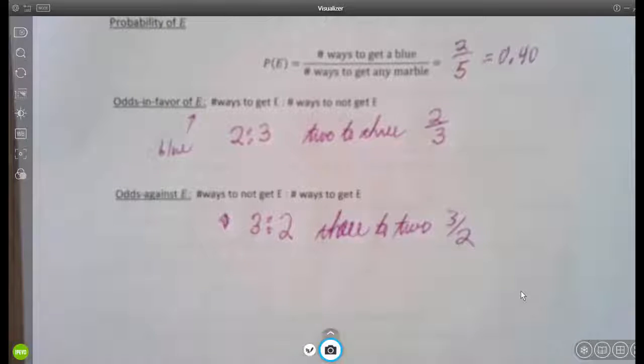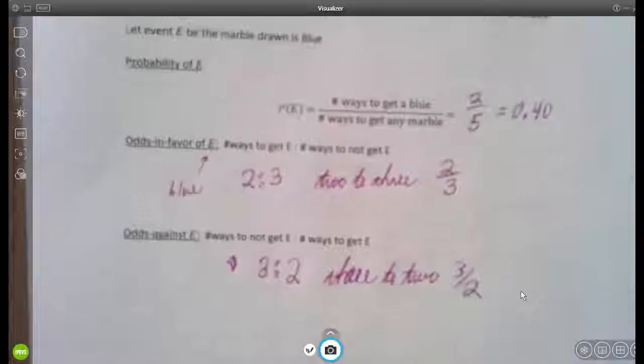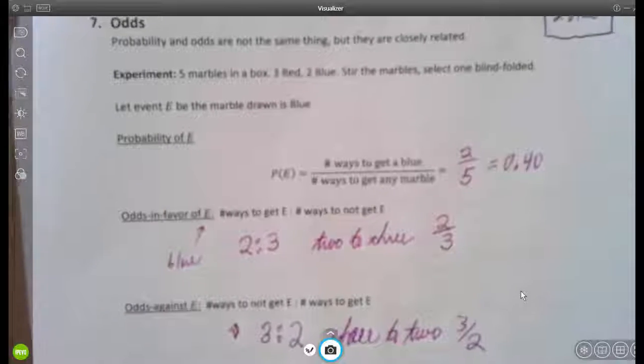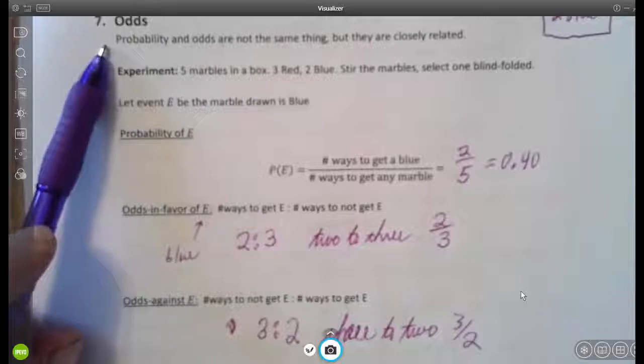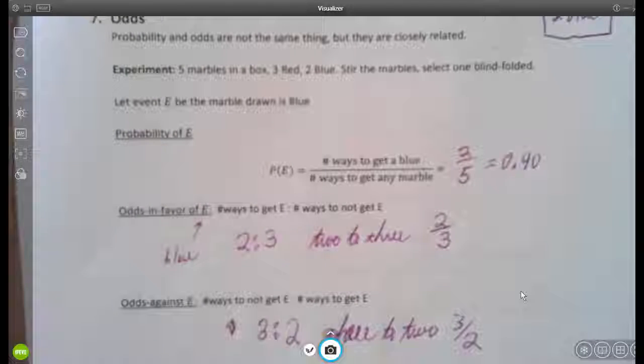All right, so that's it. We now have an introduction to probability, and also talking about how you can translate from probabilities to odds, which is a common way of representing likelihoods in games of chance.